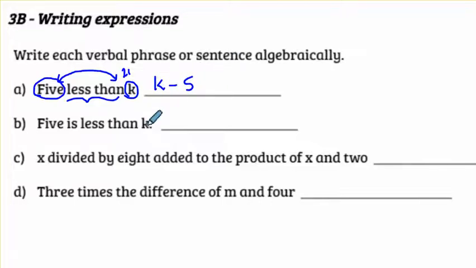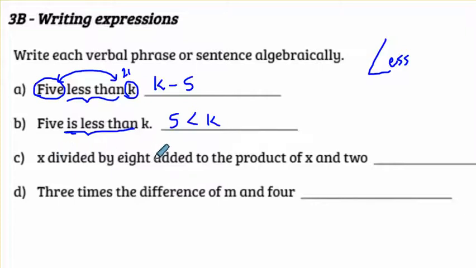Now, I purposely put this one next because I wanted you to see that there is a huge difference, and that difference is this is words. This right here, this phrase, is a symbol, and it's the less than symbol. So this says 5 is less than k. So we'd have 5 come first. Is less than symbol. Remember, less than looks like an L. So that's going to point this way, and then k would come at the end.